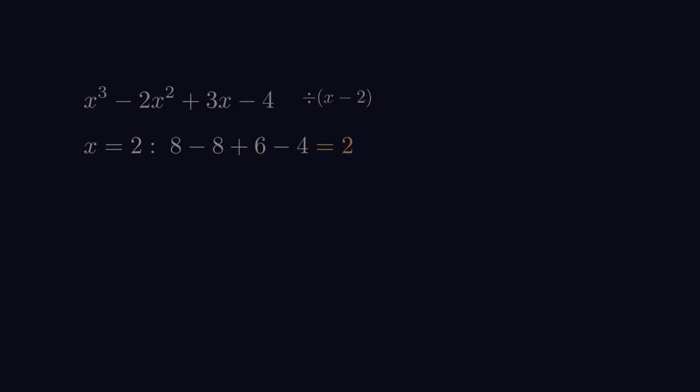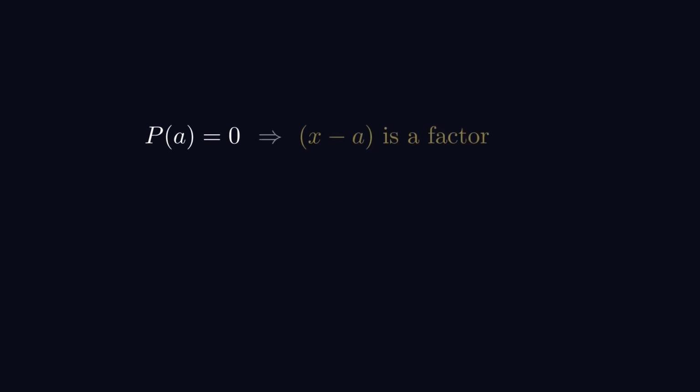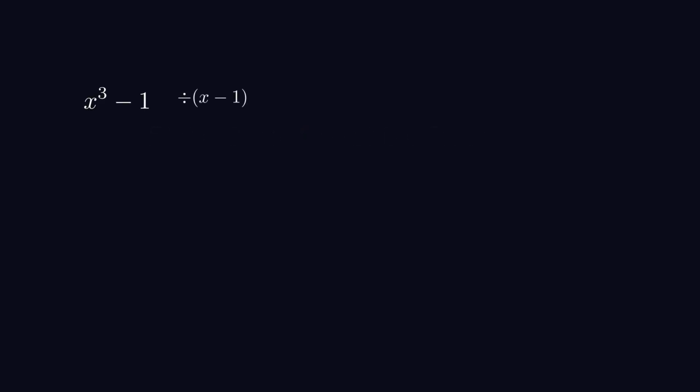And the remainder theorem's got a big brother, the factor theorem. Simple idea. If you plug in a number and the whole thing comes out to 0, then that piece divides in perfect. It's a factor. Is x minus 1 a factor of x cubed minus 1? Plug in 1. 1 minus 1, 0. Yes, sir, it's a factor.